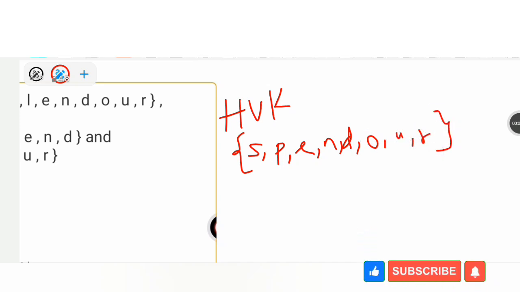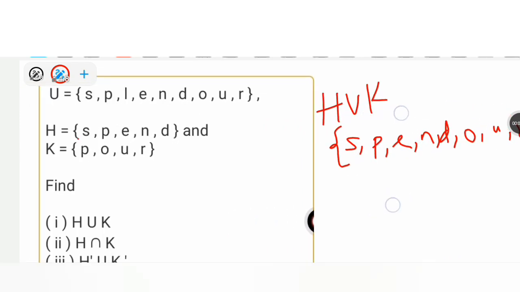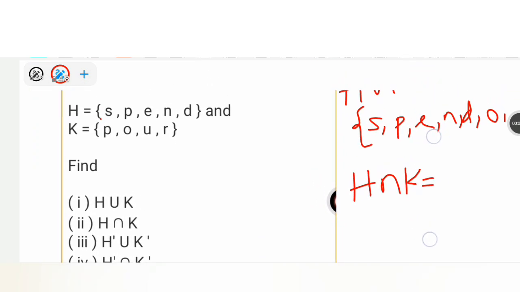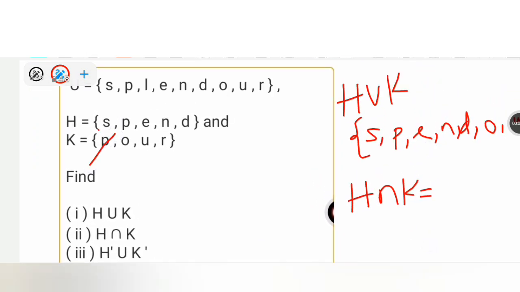So that's H union K. That's the first one. Okay, second one, I have to find H intersection K. That means what do H and K have in common? We have P here, and you also have P here. So what they have in common is just P. So this one will just be P. That's the answer.